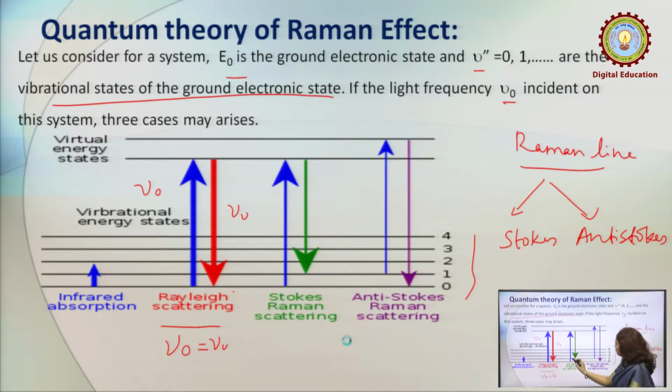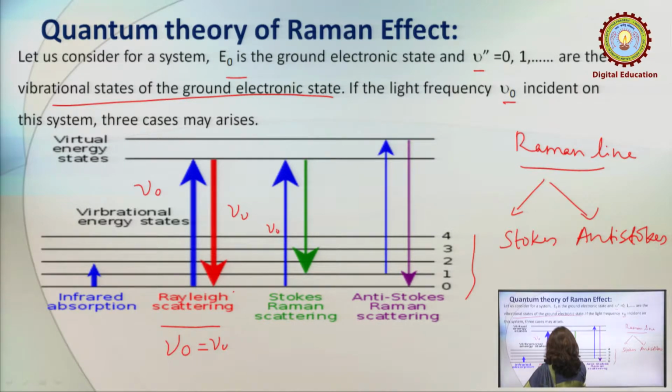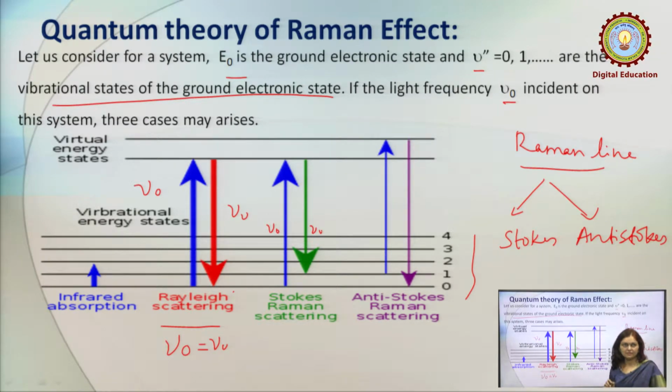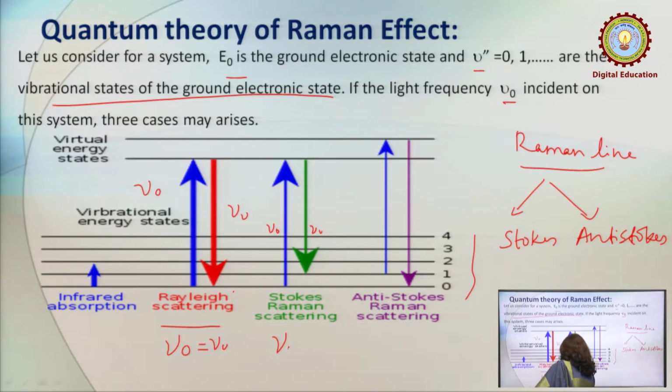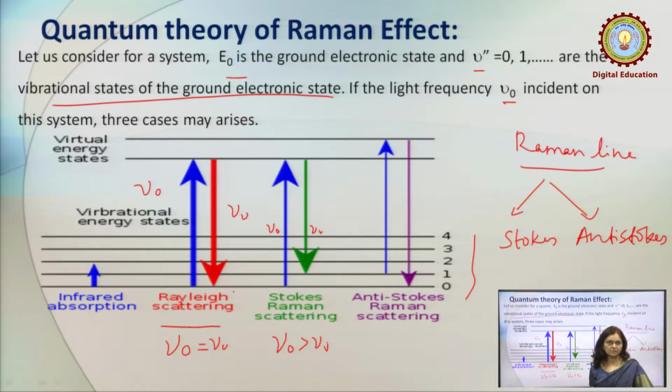Let us see. The molecule absorbs the energy and comes back by releasing energy into the higher vibrational state, not in the basic state. It will come to the next higher state. If it has frequency nu 0, and after scattering the frequency is nu v. So, now initial frequency is more than scattered frequency. Then we got the Stokes line.